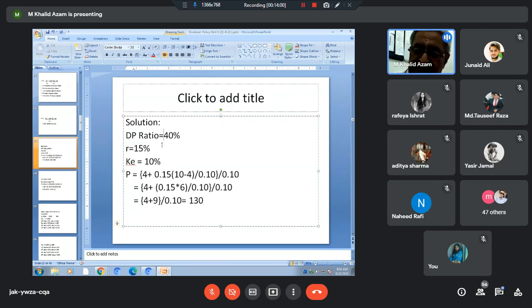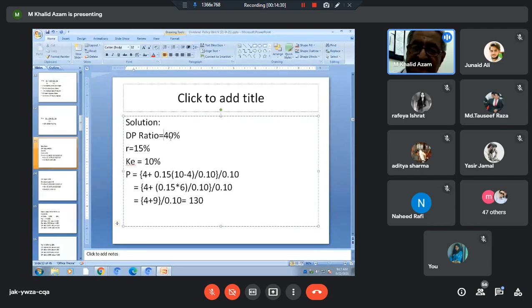What is the type of firm? Is it a growth firm, a declining firm, or a normal firm? Anyone? Any one of you can answer. It is a growth firm. R is 15%, cost of equity is 10%.